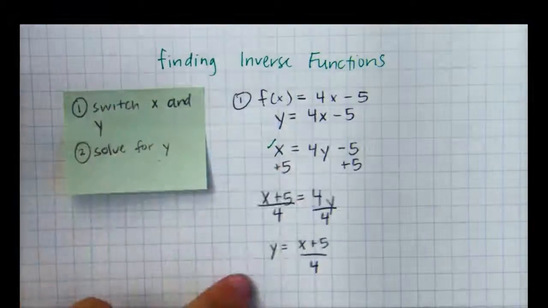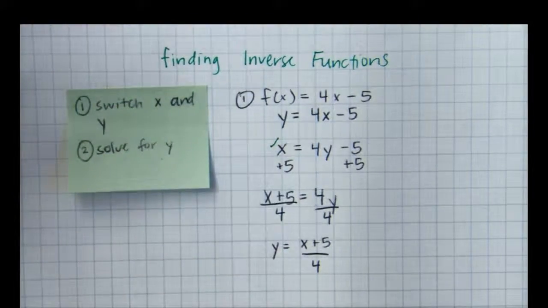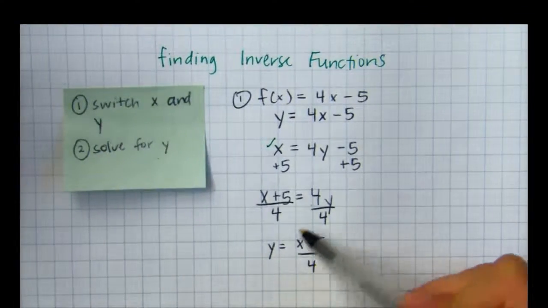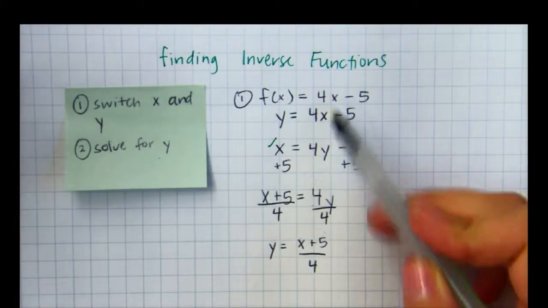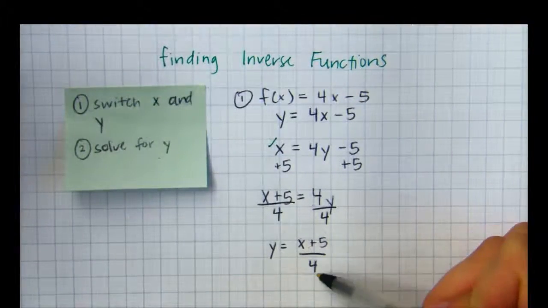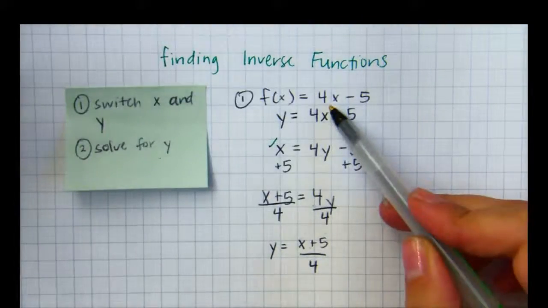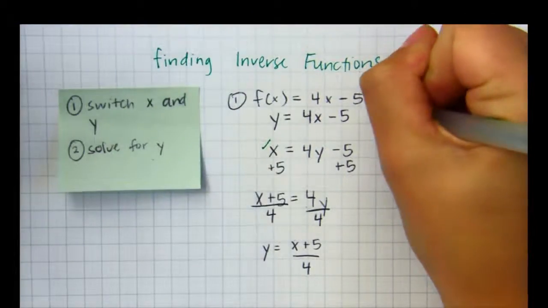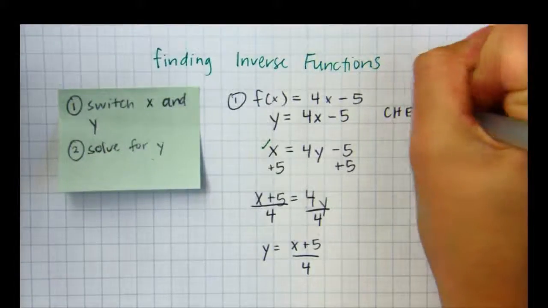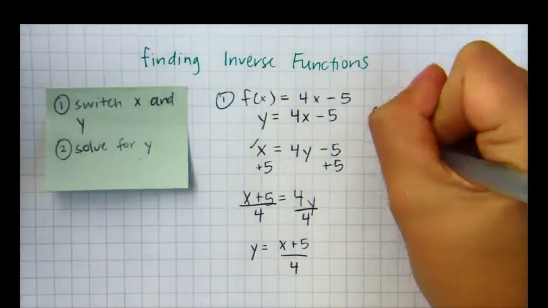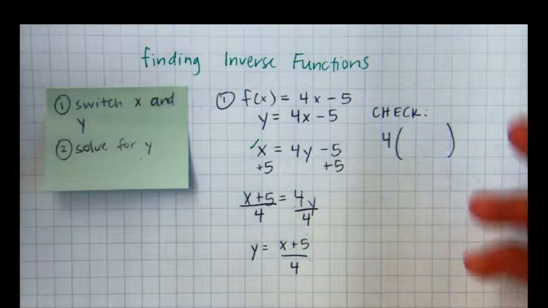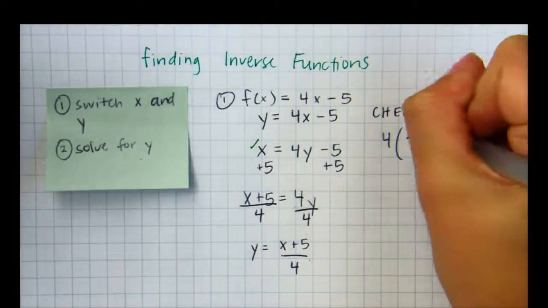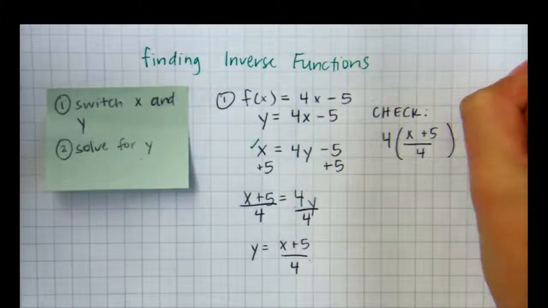Now I can always check to make sure that I have the correct inverse function by substituting this equation into this top one, or by substituting this top equation into this bottom one. Let's try plugging this one in up here. So this is my check. I'm going to have 4, and then in parentheses where I've got my x, I'm going to substitute this whole big thing in over here: x plus 5 over 4, minus 5.